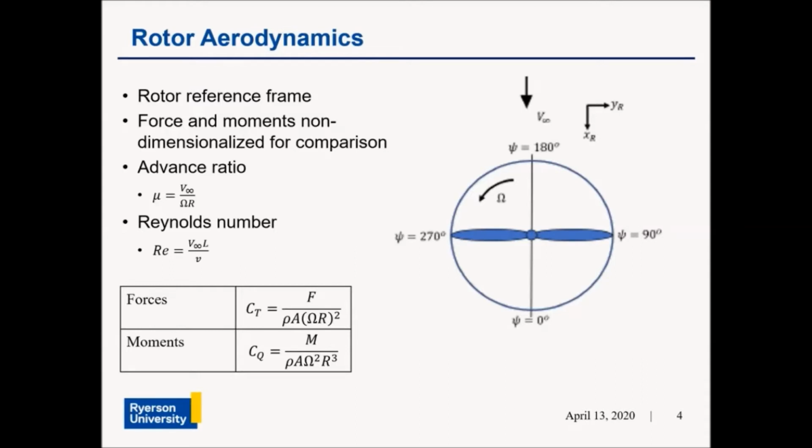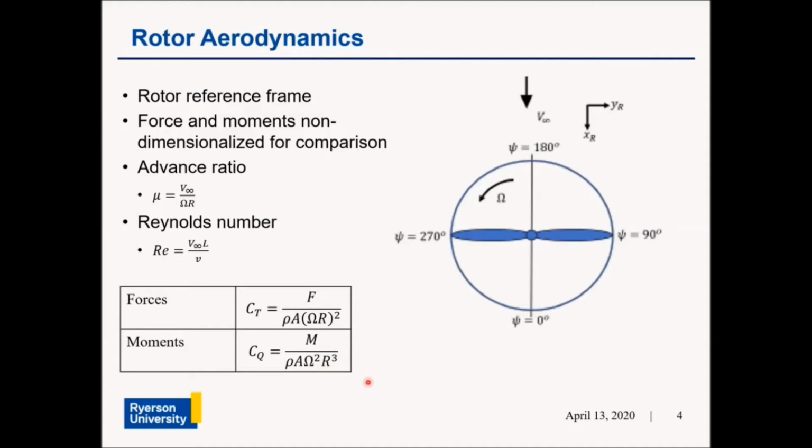The forces and moments that were recorded were non-dimensionalized as shown in this table in order to compare between the different sized rotors. For example, you can see the force was non-dimensionalized using the air density, the rotor disc area, the rotational velocity squared, and the radius squared. The moment was non-dimensionalized in a very similar way by the air density, the rotor disc area, the rotational velocity squared, and in this case, the radius cubed as opposed to the radius squared that was used for the forces.